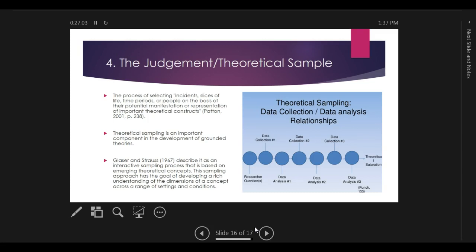It is very interactive. You have your research questions and you decide on your sample. Then you start the data collection, first one. You stop and then you analyze. And then you feel that something is missing, so you go back and add more data collection.